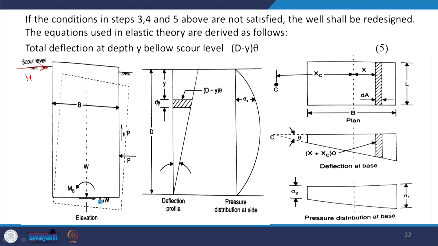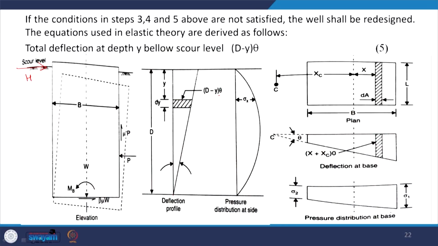Here, the first figure shows the elevation of the well, which is a circular cross section, cylindrical well, while the two other sections show the deflection profile and the pressure distribution at the side. D is the depth of the well. Deflection is 0 at the base of the heavy well, and when you go above, deflection is maximum at the ground level. If you consider the variation linearly, the deflection at any depth y from the ground can be (D minus y) times theta.